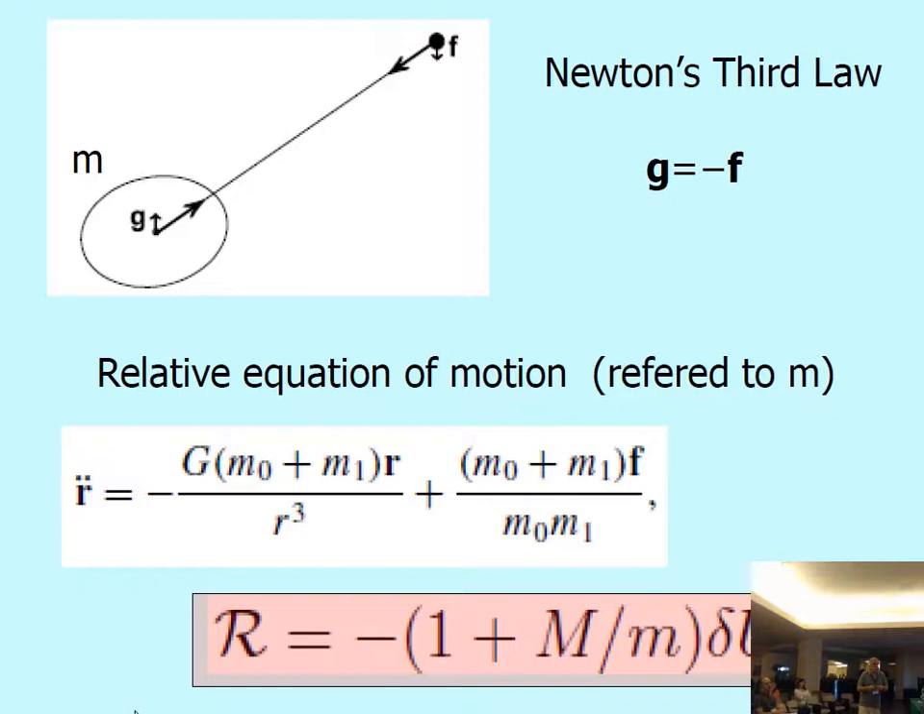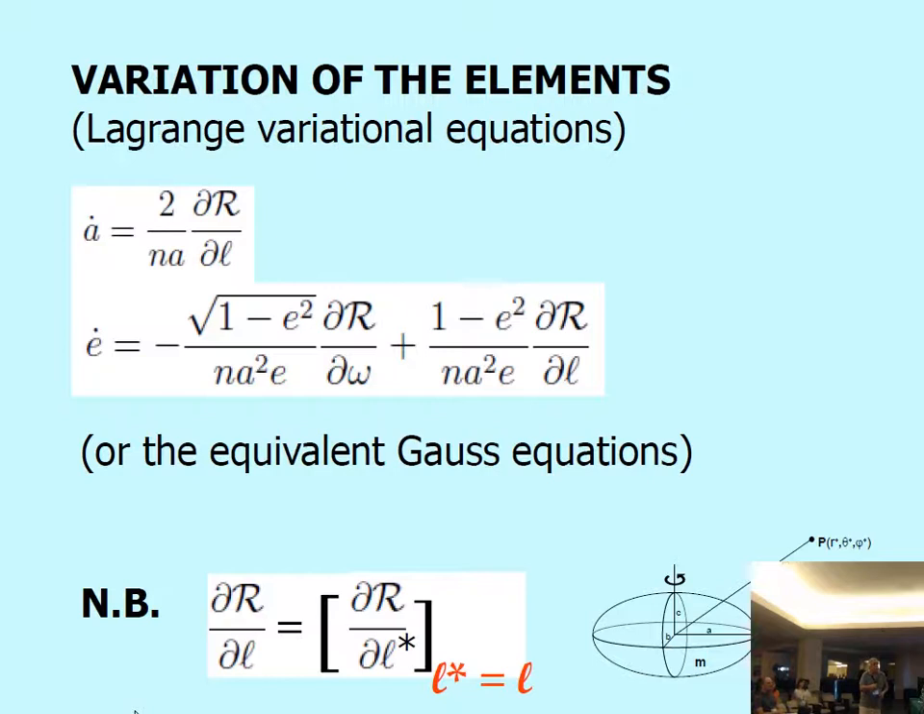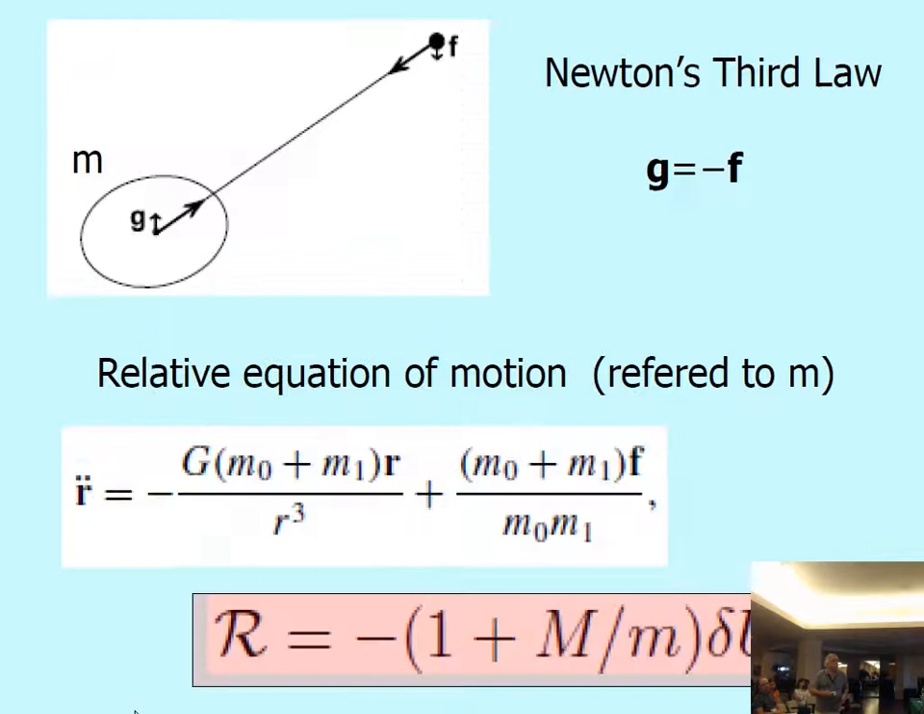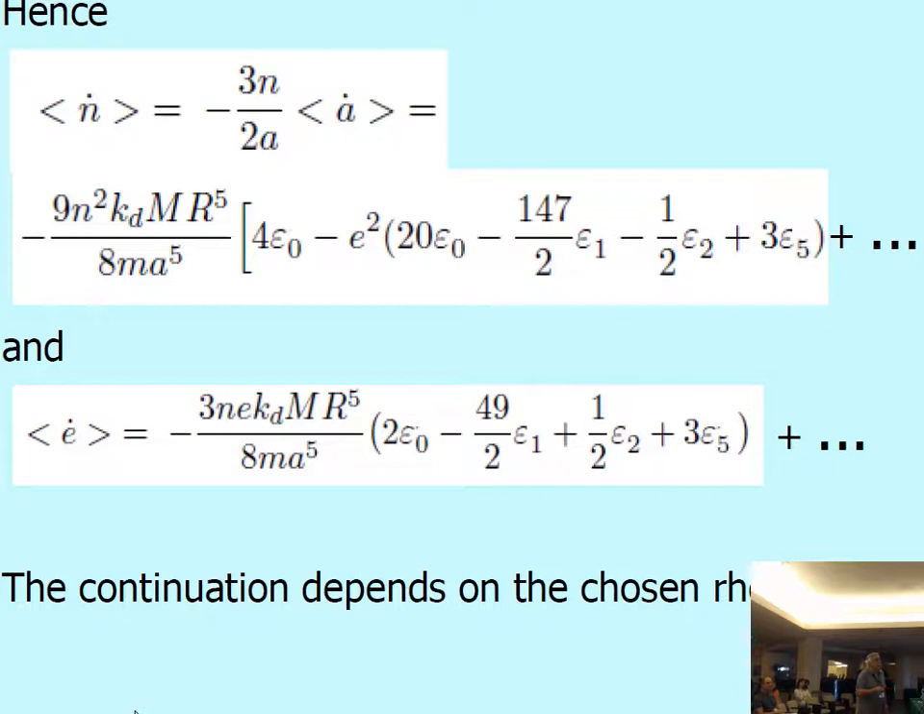So the force R that we consider, no matter if you are using Lagrange variational equations or equivalently Gauss equations, must be M plus m over M times the potential that was computed. I have to put a correction to take into account the reaction. So I will have the variation of the semi-axis and the eccentricity, again epsilon 0, epsilon 1, epsilon 2, epsilon 5. The continuation depends on the adopted rheology.